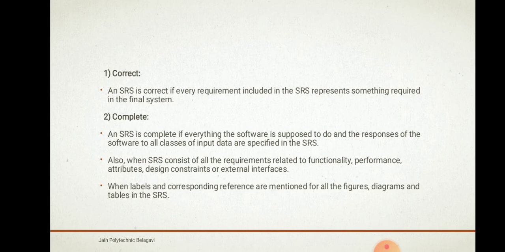The second characteristic is complete. An SRS is complete if everything the software is supposed to do, and the response of the software to all input data, are specified in the SRS. So it should be complete in all aspects. It should also consist of all the requirements related to functionality, performance, design constraints and external interfaces. Labels and corresponding references are mentioned, and diagrams and tables are referenced in the SRS.